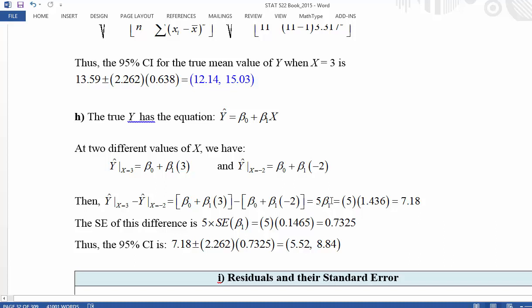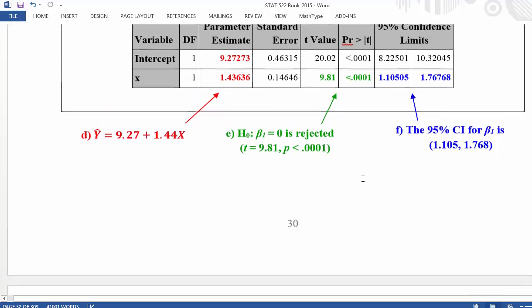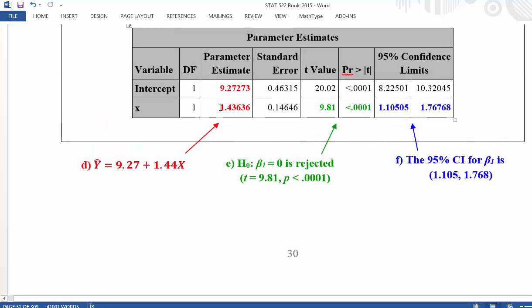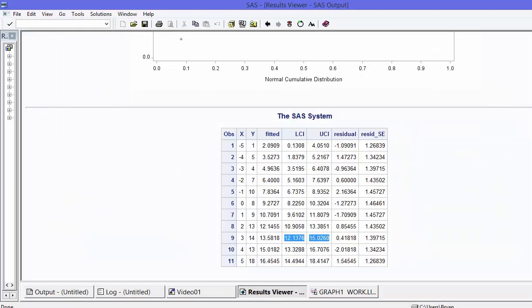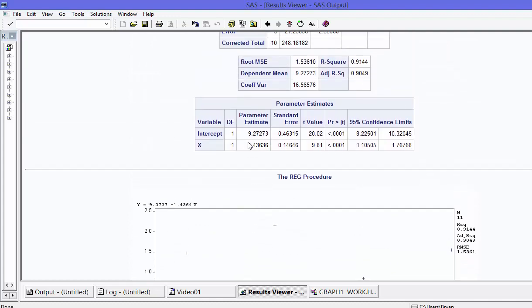Now our beta 1 that we want to plug in here is the beta 1 from our regression that we ran earlier, and that beta 1 was 1.436. So we scroll up here, you'll see that indeed it is 1.436 right here. I'll go over and show you in SAS in case you don't believe me. In SAS, when we ran it, it's right there, 1.436.